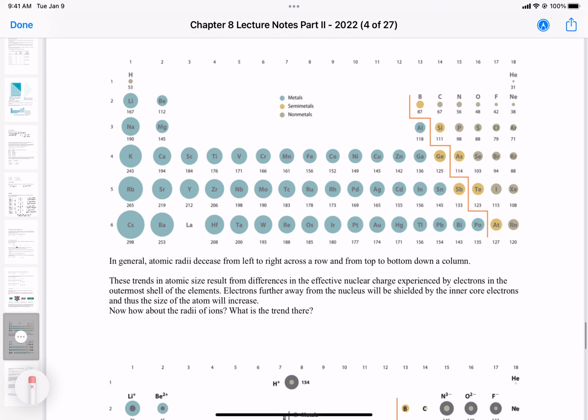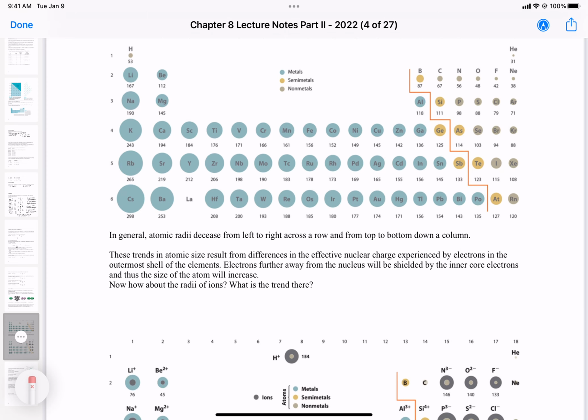Okay? So what about ions? What's the trend of ions? The trend of ions is a little bit different.